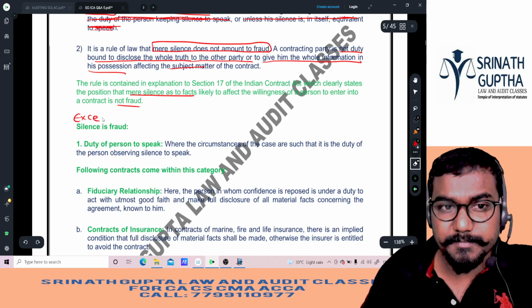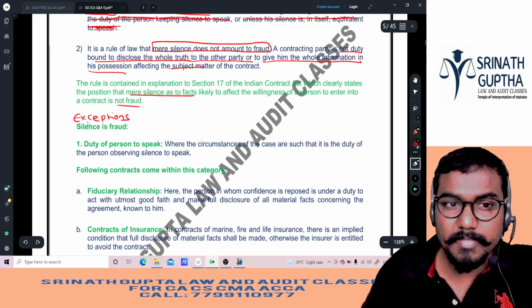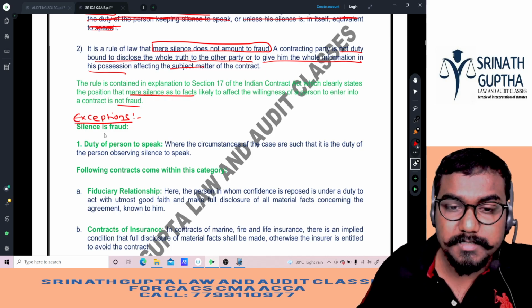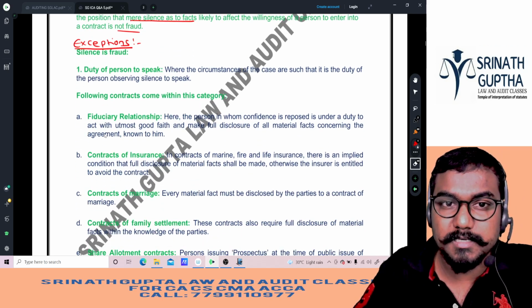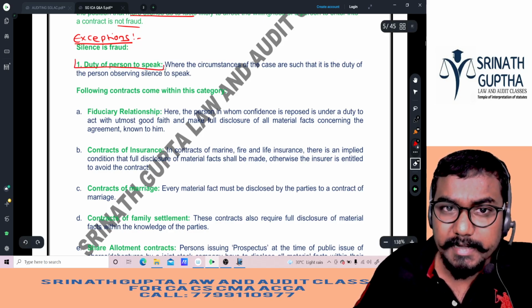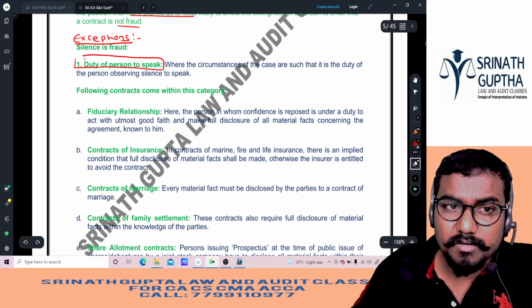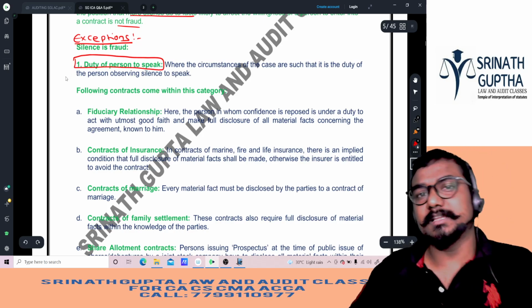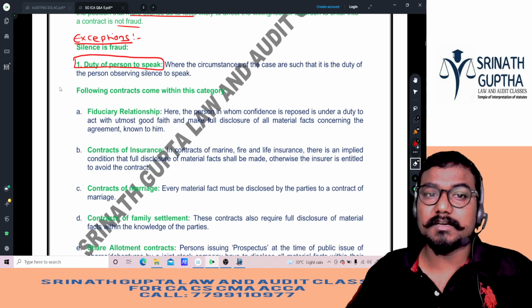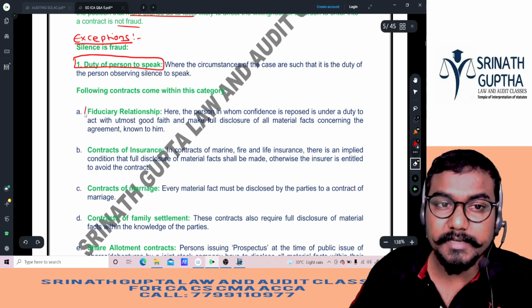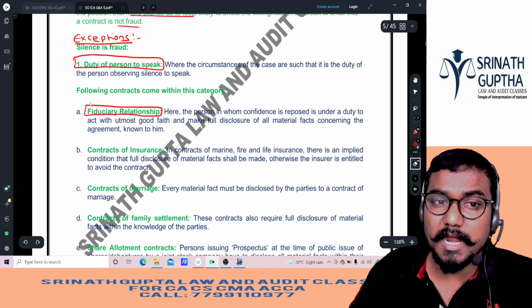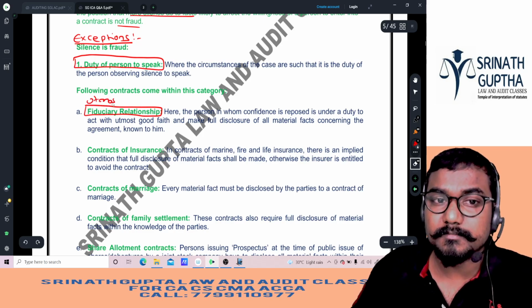In the following exceptional cases, silence will amount to fraud. The first one is the duty of a person to speak. In some exceptional cases, it is the duty of the seller to disclose the defect in the goods. If he does not disclose, that will amount to fraud. What are those? First, where the parties to the contract stand in a fiduciary relationship. Fiduciary means utmost good faith.